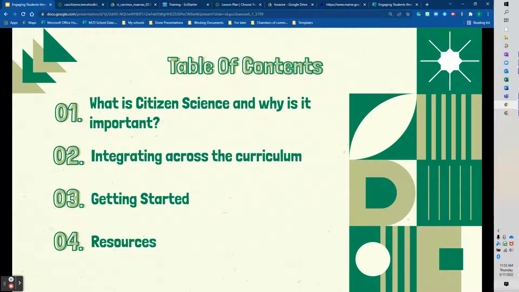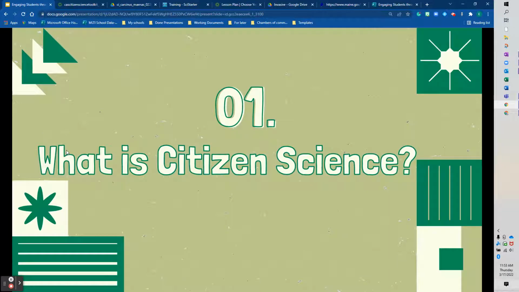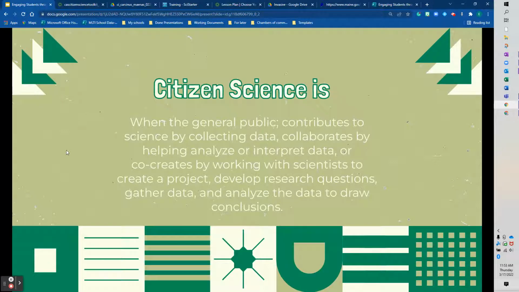So let's start with what is citizen science. It's actually, I think, a little different than most people think. I think there's a perception that it is just go outside and collect data, right, and put it on some app, and then that app lives in the ether, and scientists look at it. But citizen science can be a lot more than that too. It's not just collecting data. That's a big part of it.